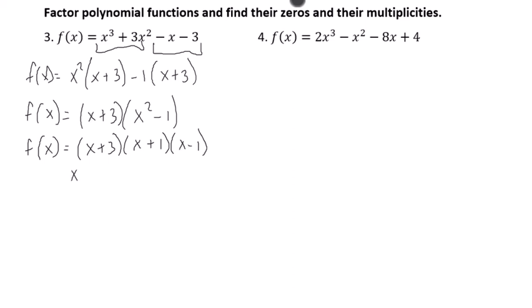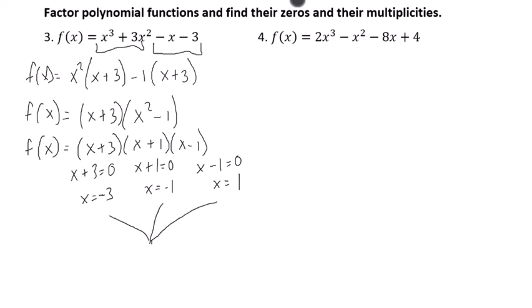And so we can set each one of these equal to 0. That gives me x equals -3. x plus 1 equals 0 gives me x equals -1. And x minus 1 equals 0 gives me x equals +1. And all of these have a multiplicity of 1 because there are no powers anywhere here. All right, let's look at our next example.